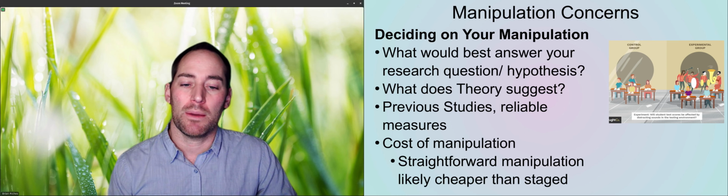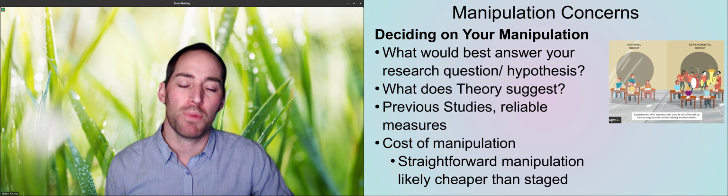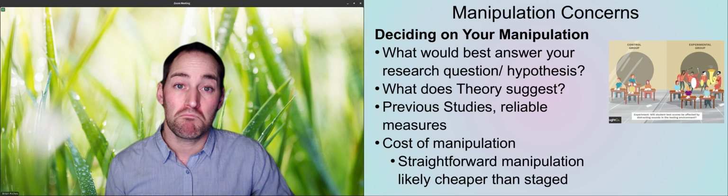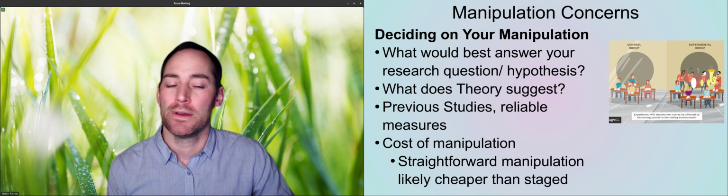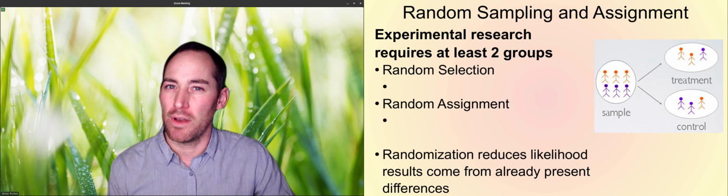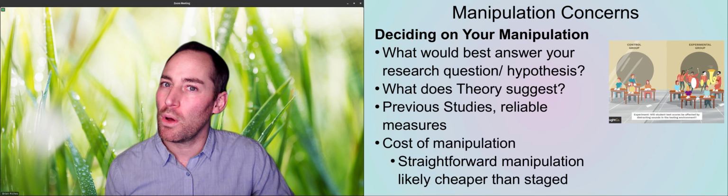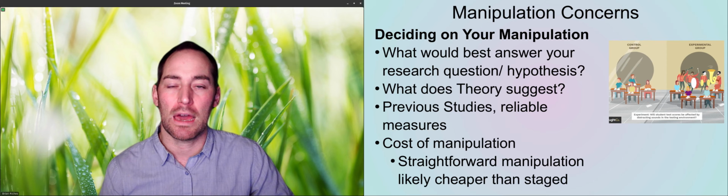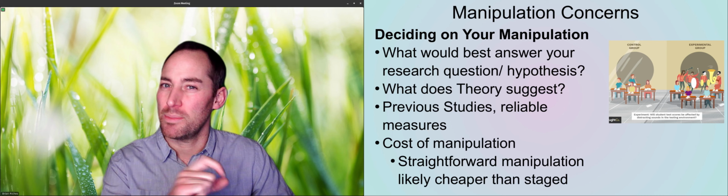And then also think about the practical cost. So straightforward manipulation is probably cheaper. If it's going to work and be able to test your theory or hypothesis well, use it. So staged manipulations tend to be pretty cost prohibitive. So that's why they're not done as often. And there's so many moving parts to control, even with, say, actors or something like that. It can be really difficult to get exactly the same kind of manipulation every time.